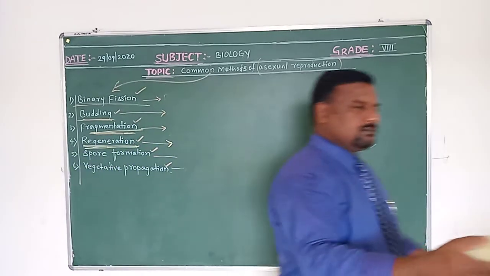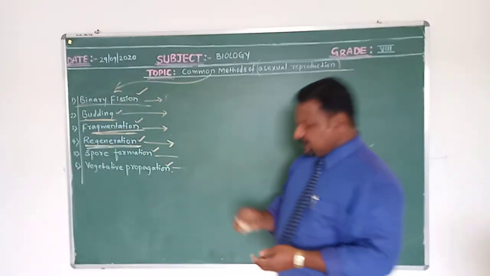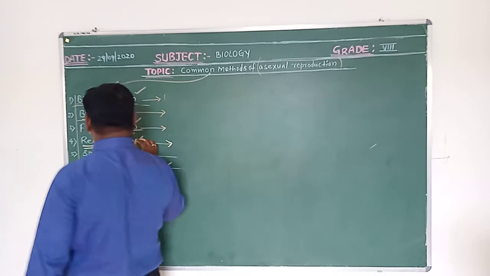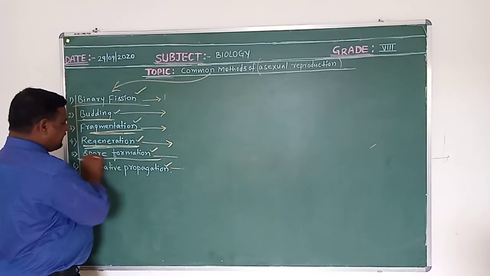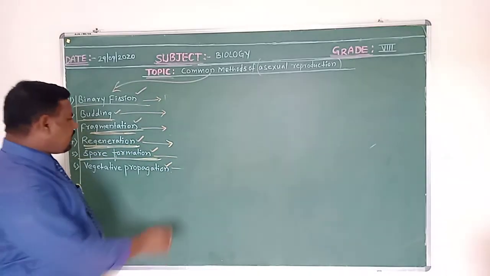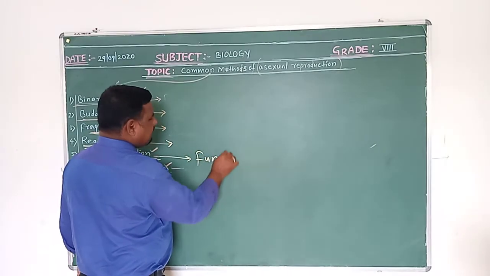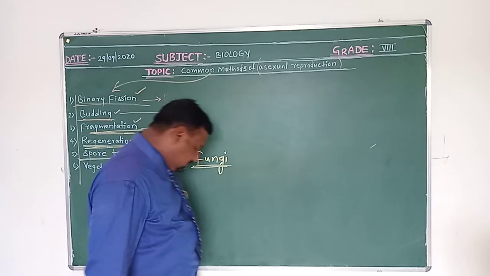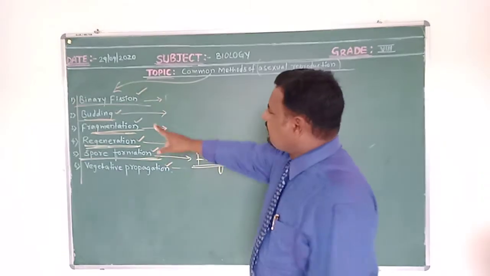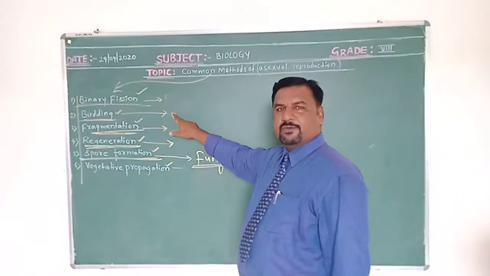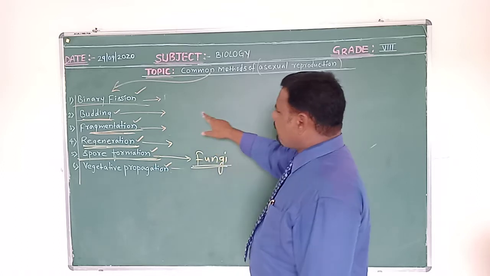Spore formation. So children, which organisms multiply or reproduce by this method, spore formation? Fungi again. Just before, we discussed budding in yeast. Yeast is a unicellular organism.